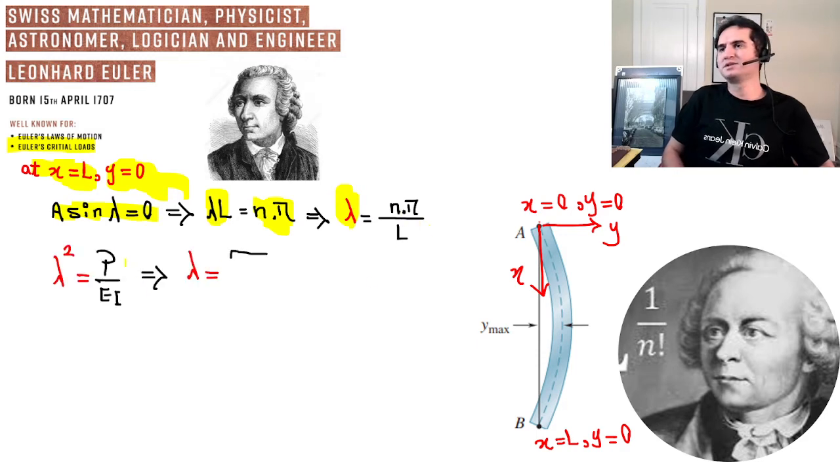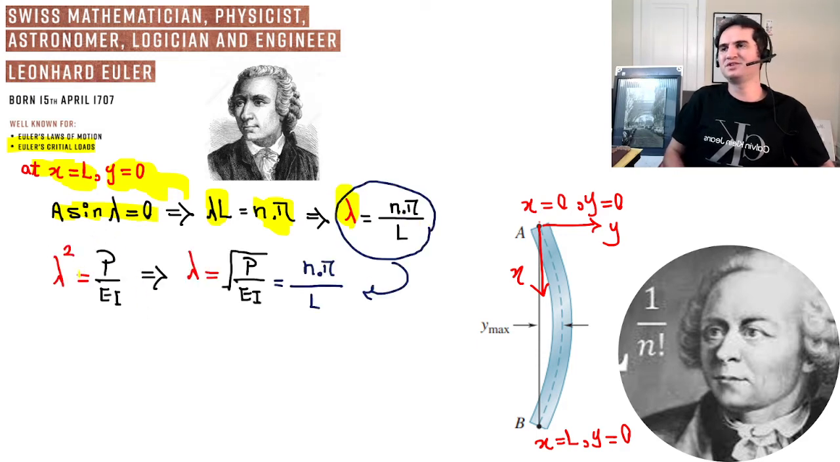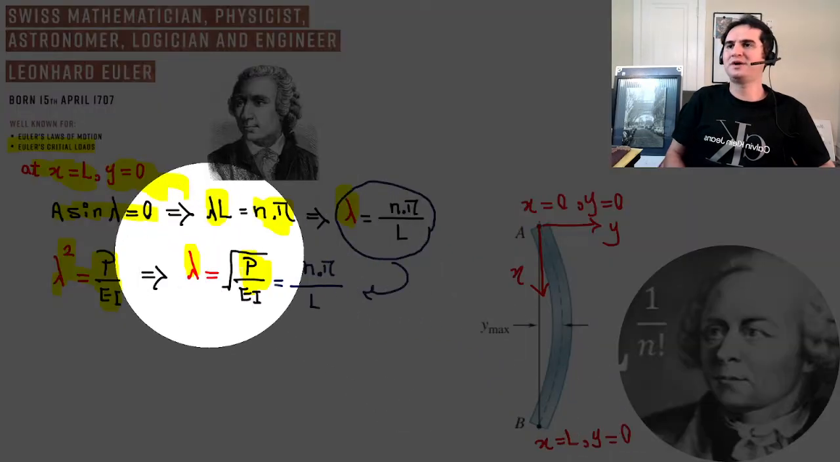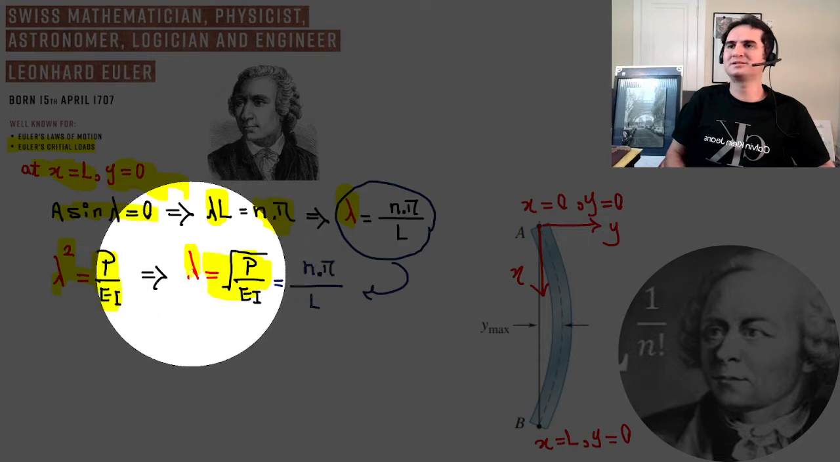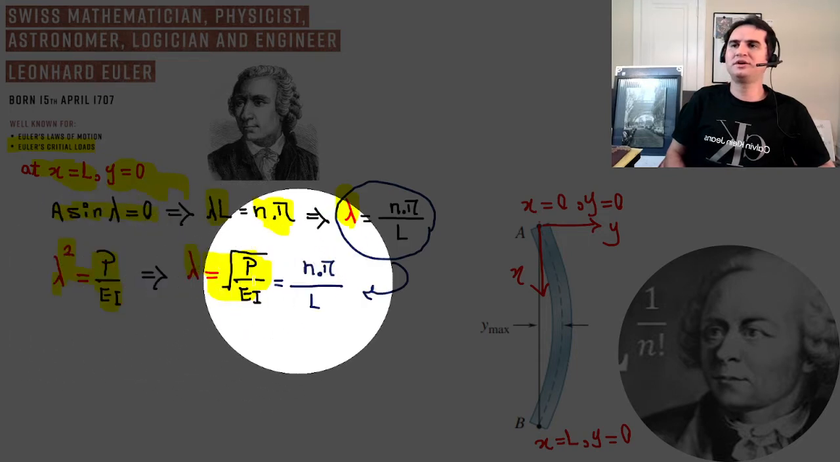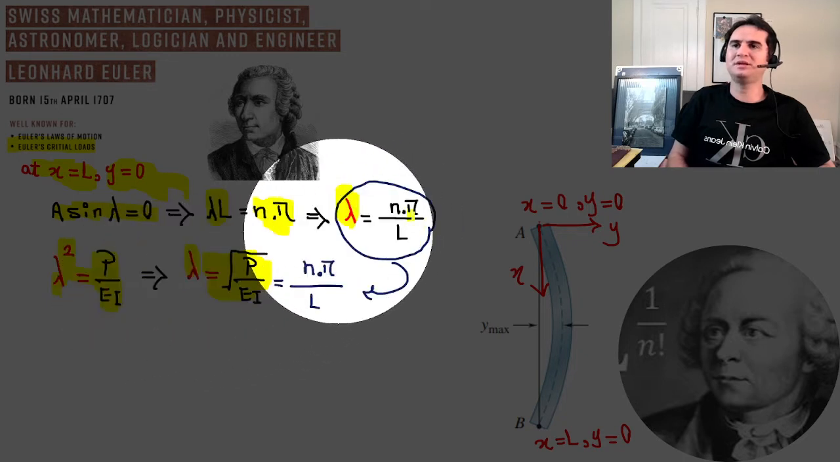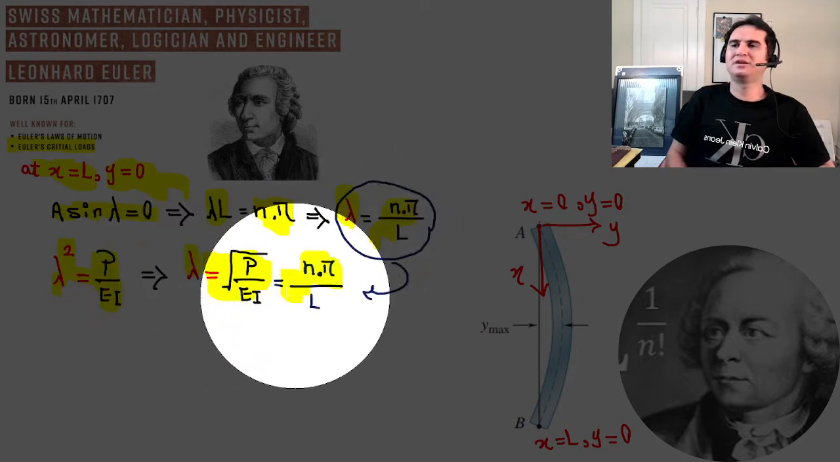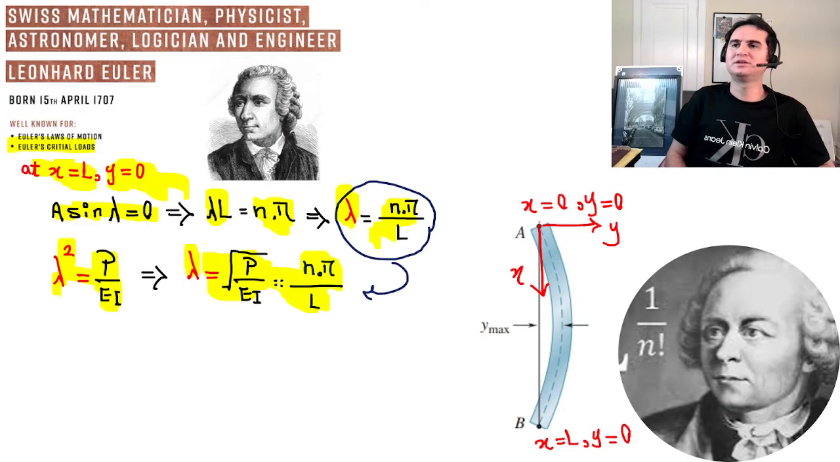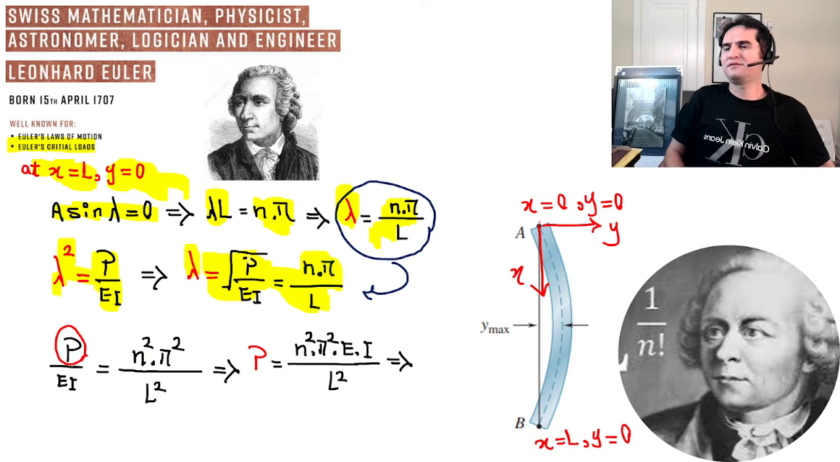That gives us lambda equal to n times pi over L. From the previous part, we defined lambda squared to be equal to P over EI, so lambda is the square root of P over EI. From here we can equate these two terms with each other. If we square this equation, it gives us P over EI is n squared pi squared over L squared.